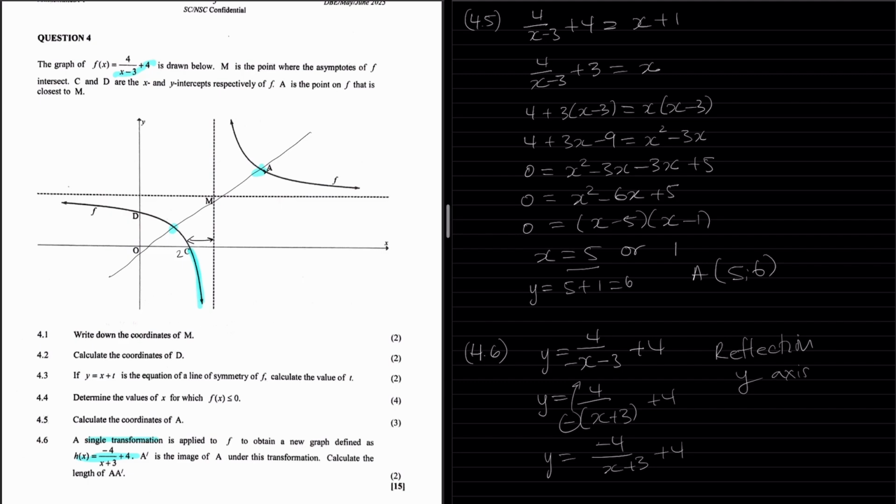And now that we know what the reflection is, we can focus on point A. So if A is 5 and 6, then A prime is going to be, reflection on the y-axis, keep the y value, change the x value. So then we just need to evaluate what is the distance between 5 and minus 5, and the distance is 10. So A prime is 10.